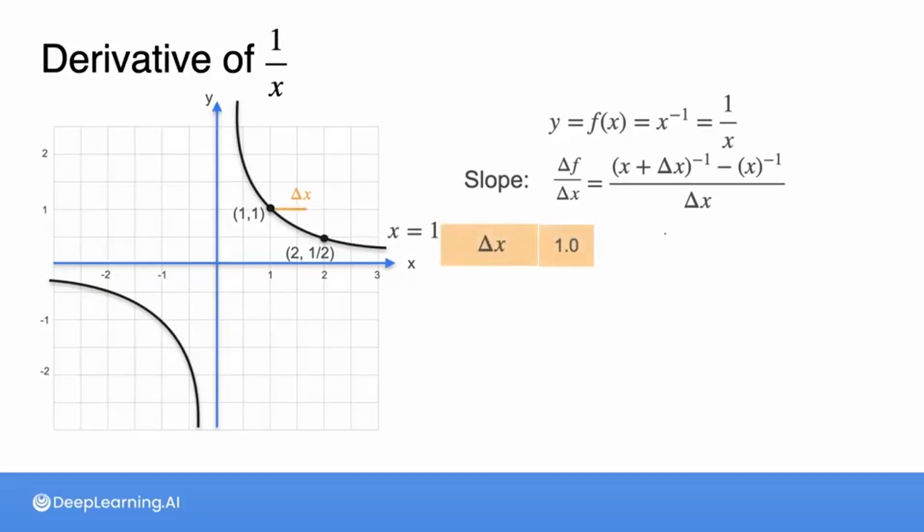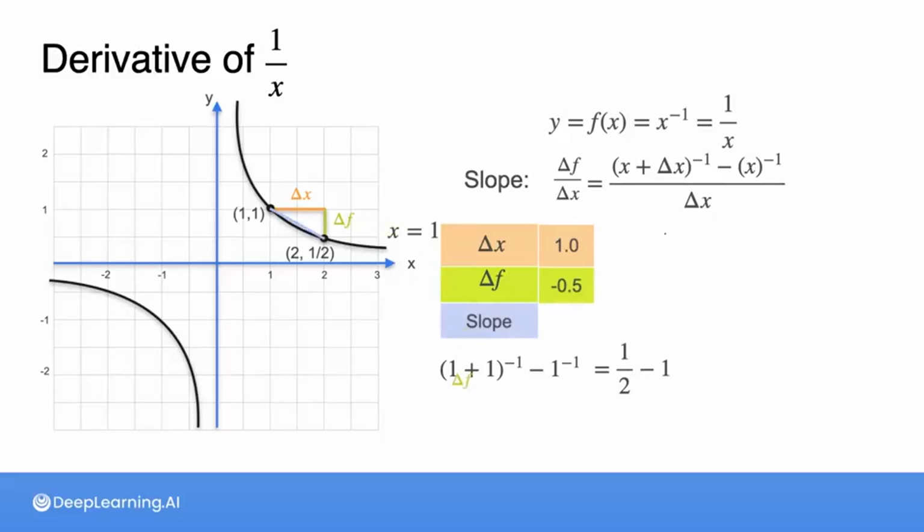So if the interval is of length 1 horizontally, delta x equals 1, then what is delta f? Well, delta f is going to be the change in the vertical direction. So x plus delta x inverse minus x inverse for x equals 1. That means it's 1/2 minus 1. And that's minus 0.5. And so the slope is minus 0.5 divided by 1. Which means that the slope here is minus 0.5.